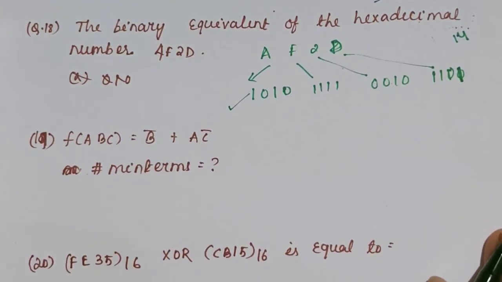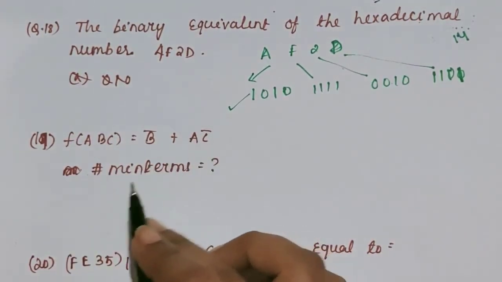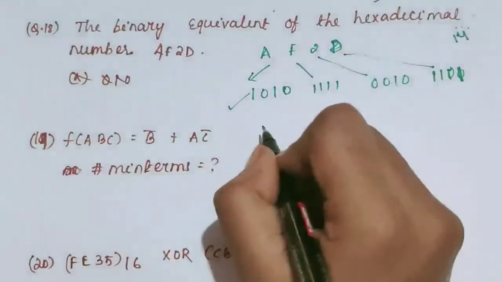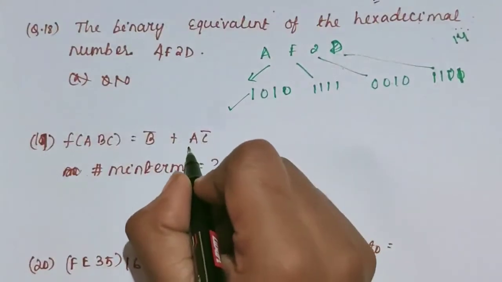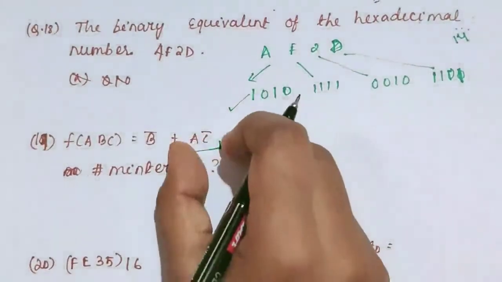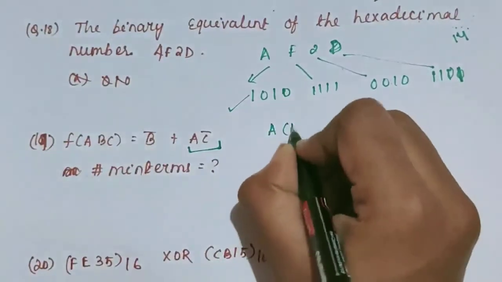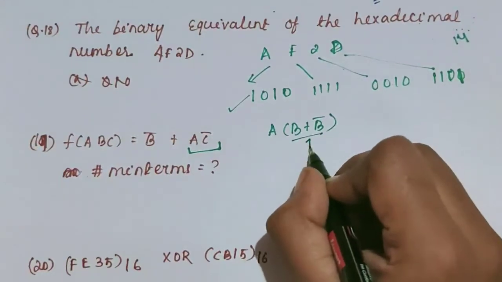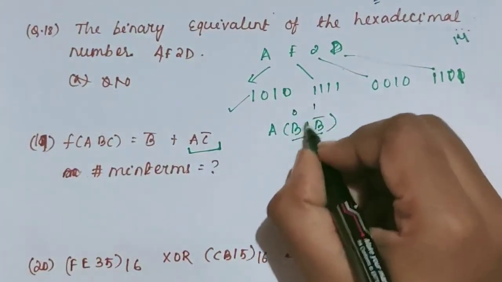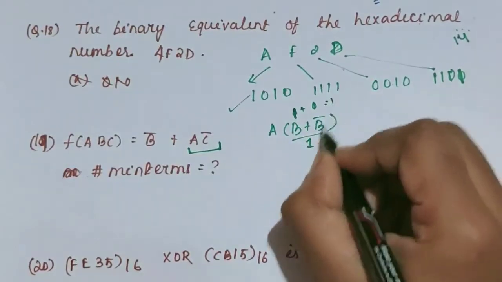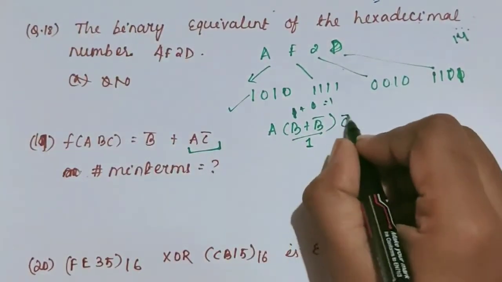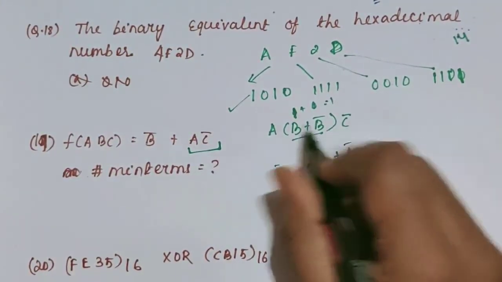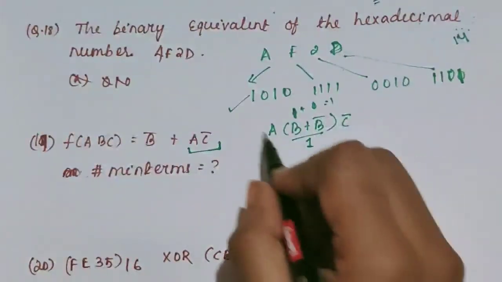Then again, if we see f of abc equal to b bar plus a c bar, and they are asking the number of min terms present here. So how to find the min terms? The actual process is like this. If some variable is absent in any expression part, here b is absent, so you have to take b plus b bar. As we know, b plus b bar is 1. So you can multiply these things like this.